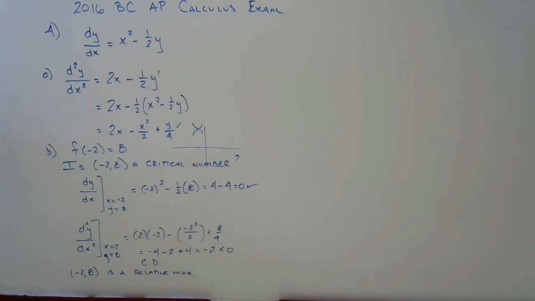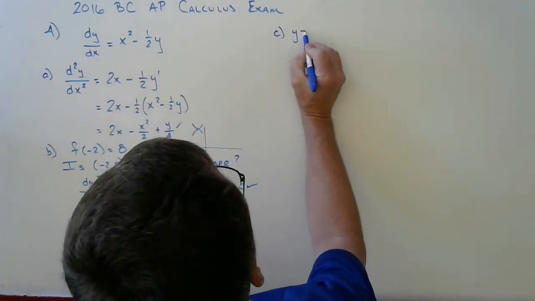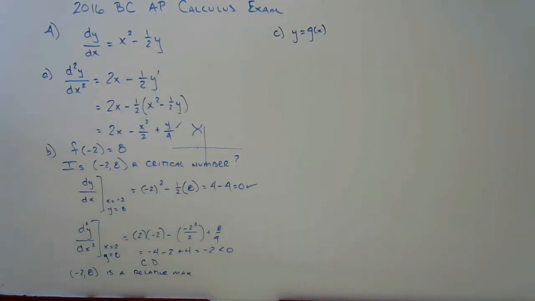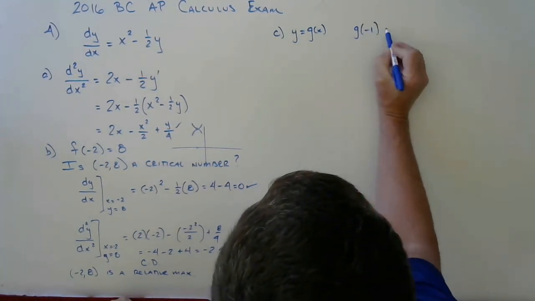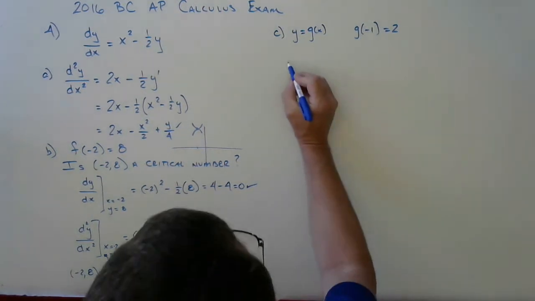Part C says, now we're off to another solution, right? Part B said let y equal f of x be a particular solution. In part C, they tell us y equals g of x is a particular solution. So it's a different particular solution, and this is the one that goes through the point (-1, 2), because they tell us g of -1 equals 2. And then it says find a limit.